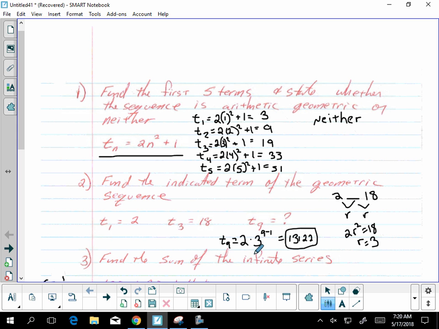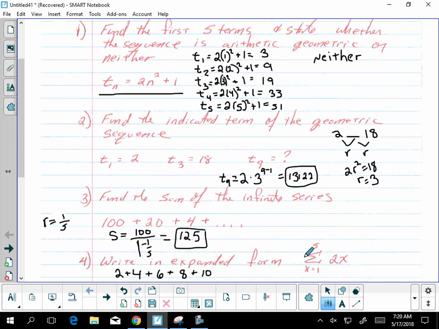Well then, I can go and use my equation, t sub 1 times r to the n minus 1, plug everything in, and I get 13,122. On number 3, that is an infinite sum because of the dot, dot, dot. That would keep on going forever and ever. My r value here is 1/5. So you just take 100 all over 1 minus 1/5 and you get 125.